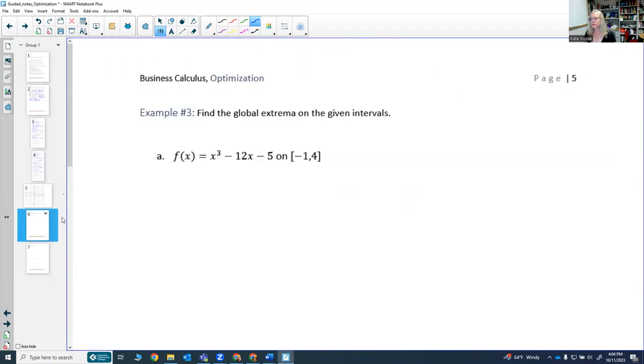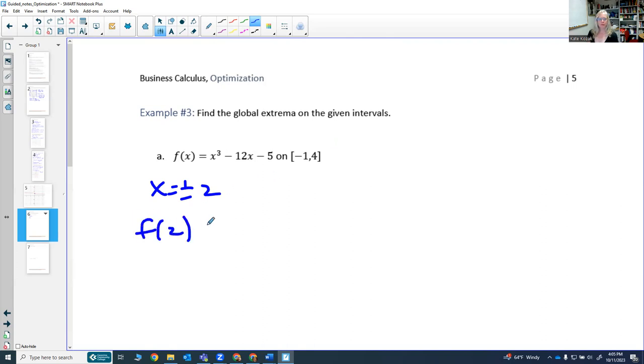Now I'd like to find the global extrema on the given intervals. F of x is equal to x cubed minus 12x minus 5 on the interval from negative 1 to 4. You want to evaluate the function at the endpoints and at the critical points that fall in the interval of interest. From example 2a, the critical points are x is equal to plus or minus 2. However, negative 2 is not in this interval, so do not consider that critical point.